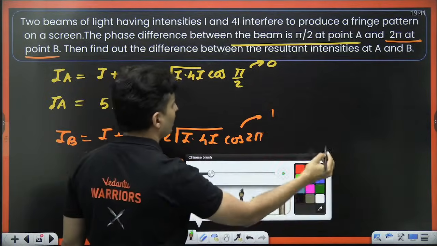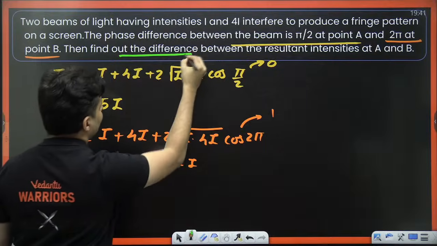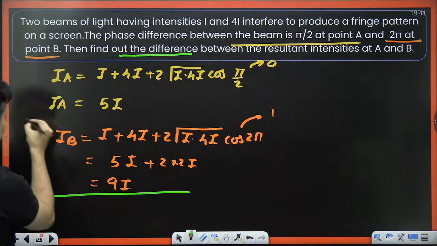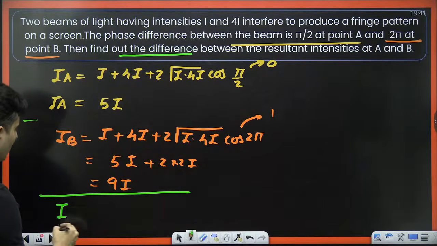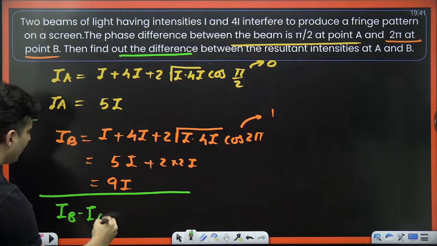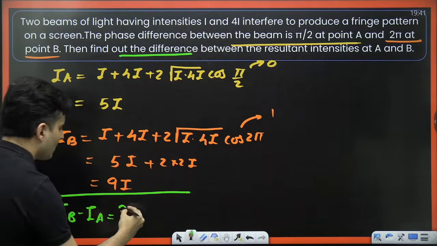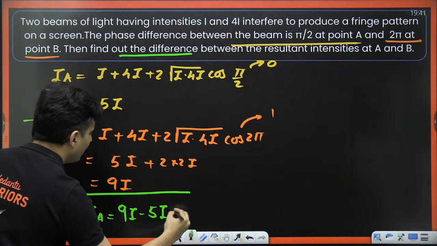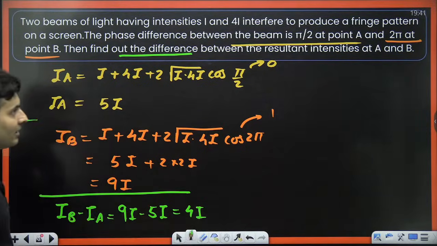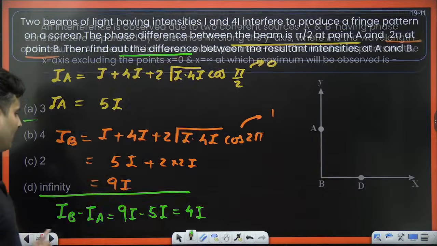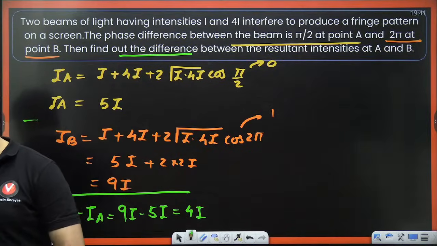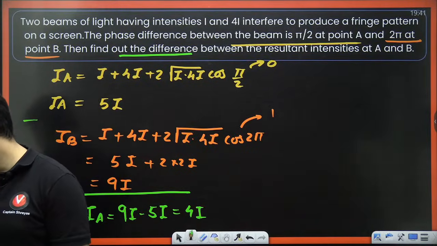But that's not the question. The difference is asked. So subtract these two. IB minus IA will be 9I minus 5I, which is 4 times I. Right? So that should be the answer. Yep, that is the correct answer.